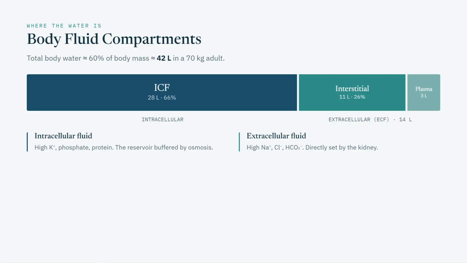Here's what matters. The kidney directly adjusts only the extracellular fluid. But because water moves freely across cell membranes, changes there ripple inward to the cells. So the kidney manages the ECF, and the ICF follows. Lock in those fractions, 2/3 in, 1/3 out, because they explain everything on this next slide.